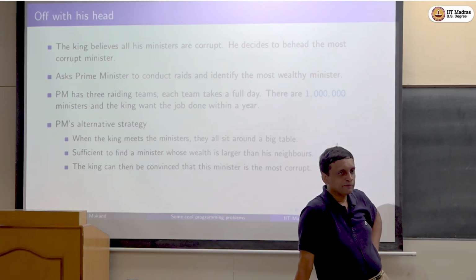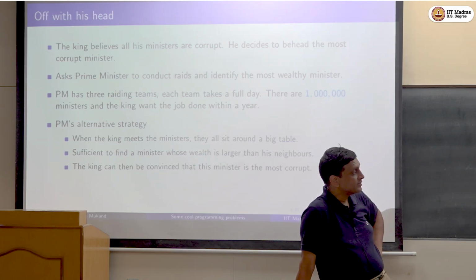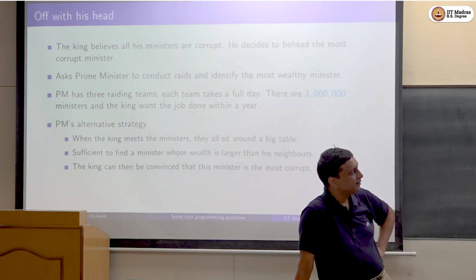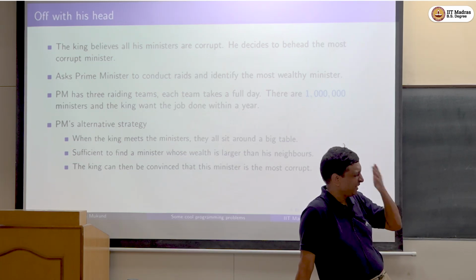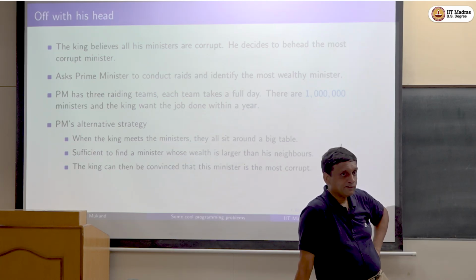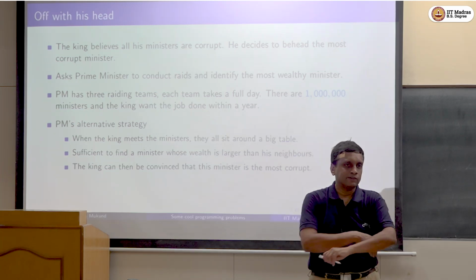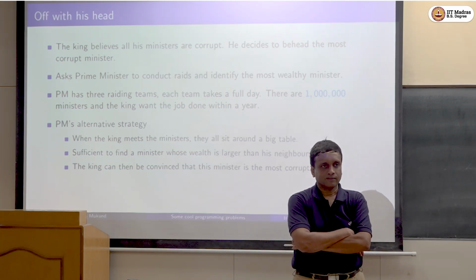So he entrusts his job to the prime minister. But the prime minister, unfortunately, doesn't have the resources to do this in the time available. Because if you have to check 1 million ministers in a year, and he can only investigate 3 ministers a day, because that's the resource he has available to check the wealth, then in 3 ministers a day, you can do roughly 3 times 365, so roughly 1,000 in a year. So the prime minister comes up with a different strategy.